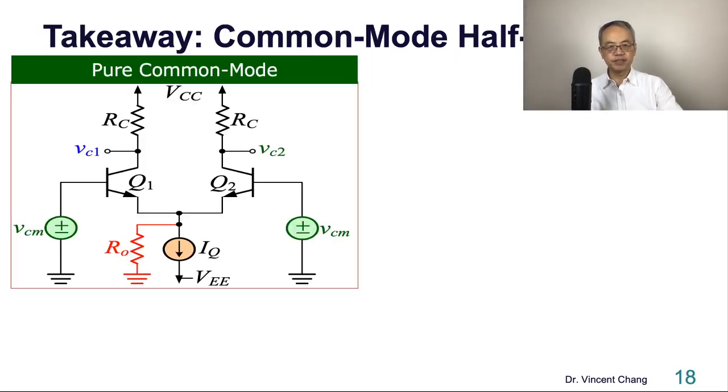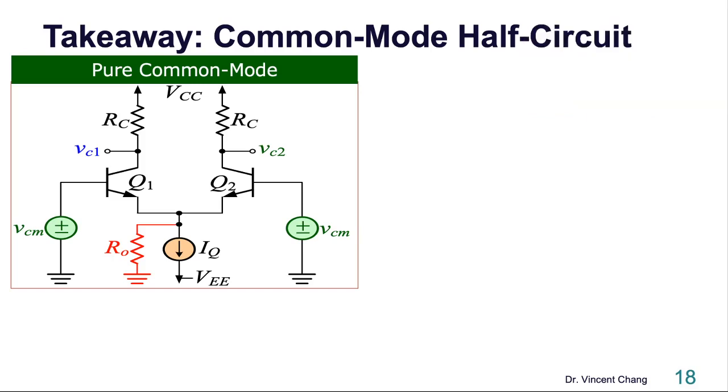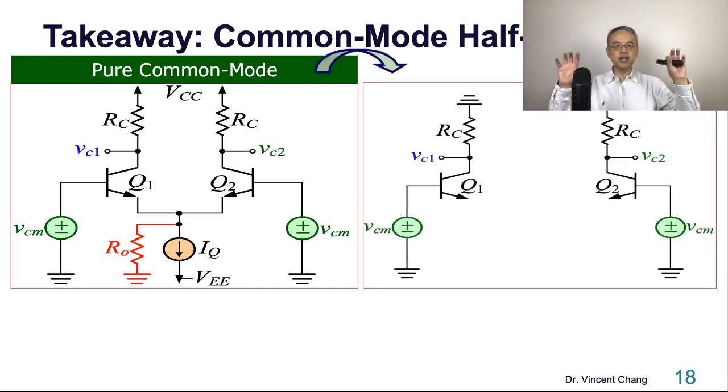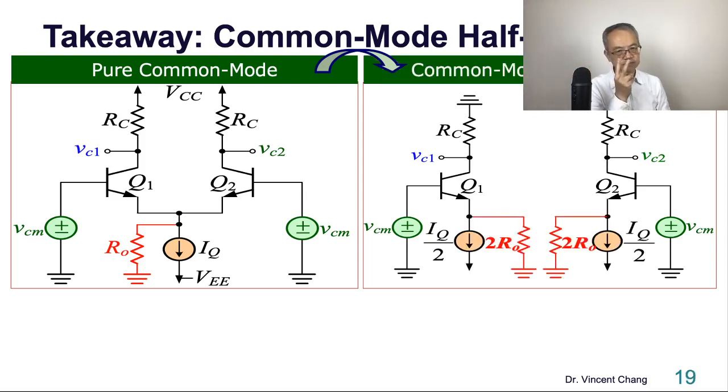Takeaway. There's only one takeaway, which is the common mode half circuit. What are the key points to remember for it? Number 1, the signals are the same: VCM, VCM. Number 2, double: 2RO. The learning objective is that you have to remember this common mode half circuit, know how to put it down, and based on this, you can get the common mode ability, the so-called common mode gain.